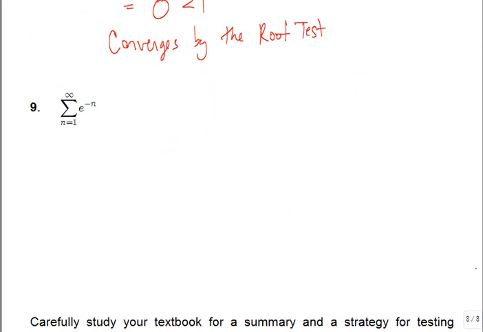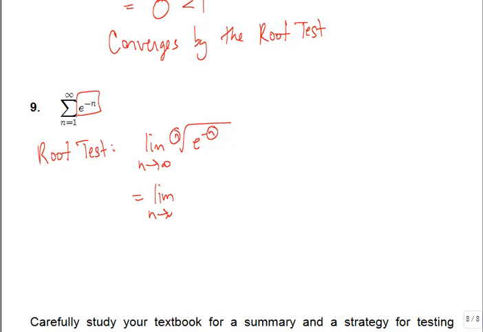On this last example here, same idea. We have something being raised to the nth power, so the root test is a good choice here. We're going to take the limit as n goes to infinity of the nth root of this nth term. And this n will cancel out. So this is just going to be the limit as n goes to infinity of e to the negative 1. And e to the negative 1 is just 1 over e. And that's a constant, so the limit of a constant stays a constant. 1 over e is like 1 over almost 3, so it's about a third, which is less than 1. So that means this converges by the root test.